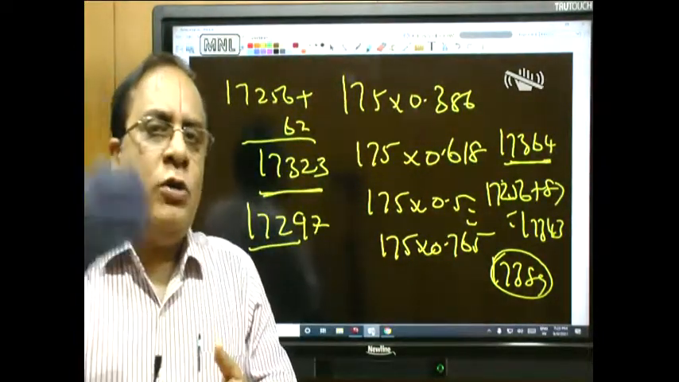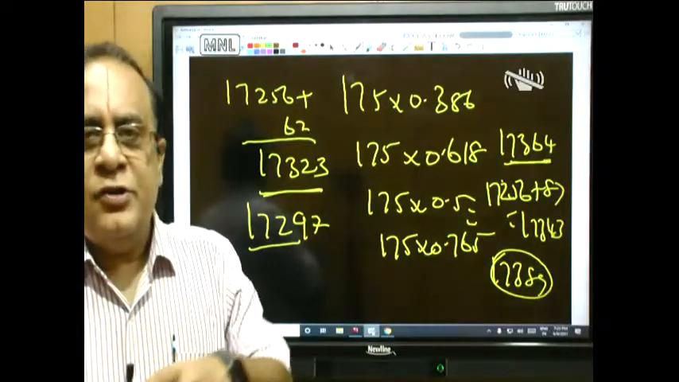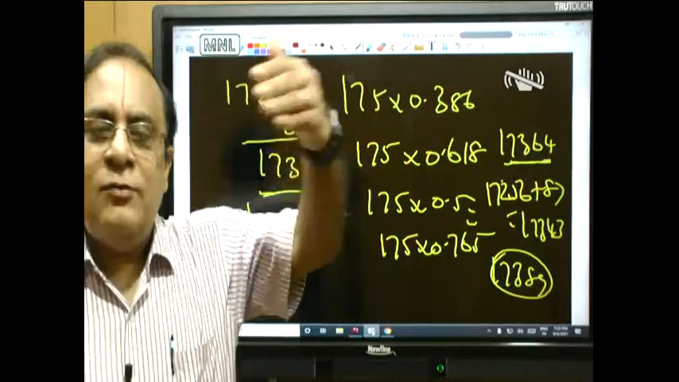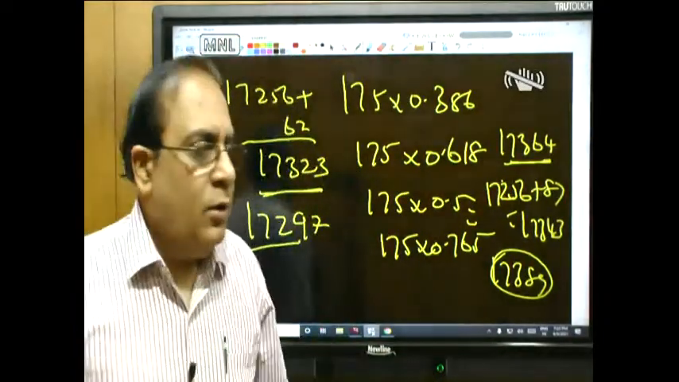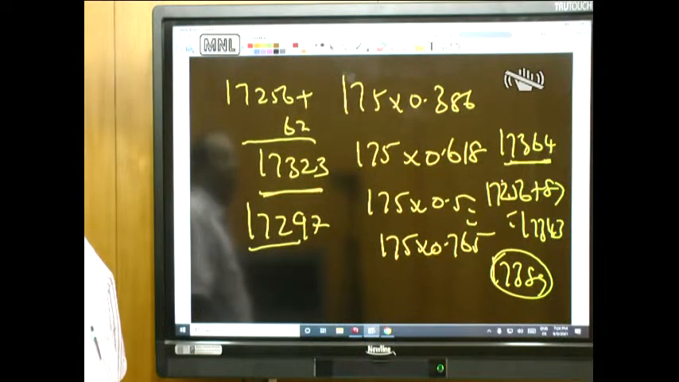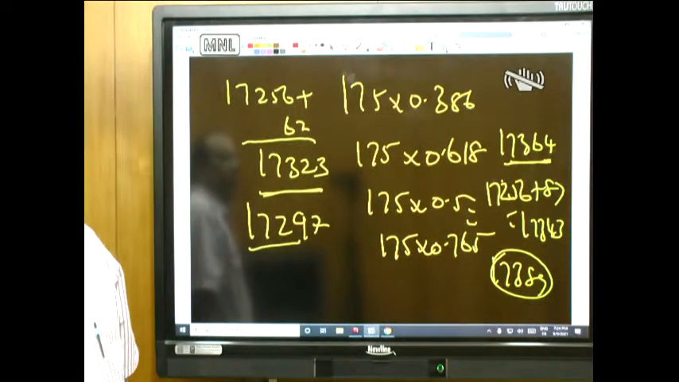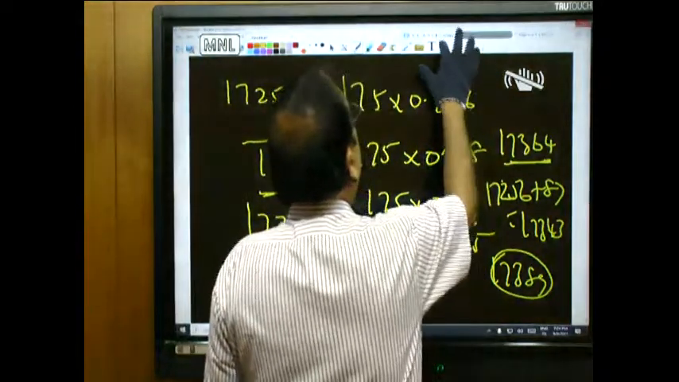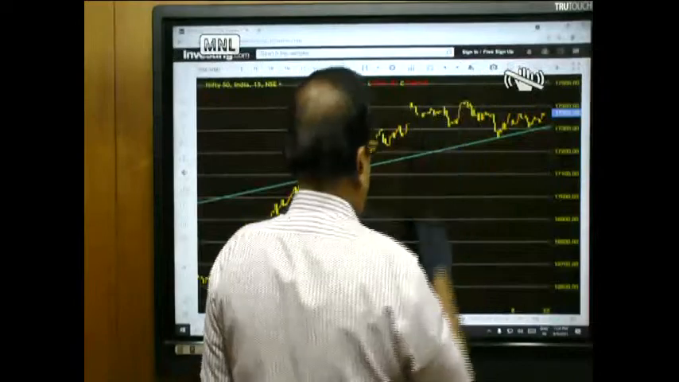Now if it is going to go on the higher side, then the first resistance of course is 17,431, right? So above that, what are the levels that will come? That we will see right now.